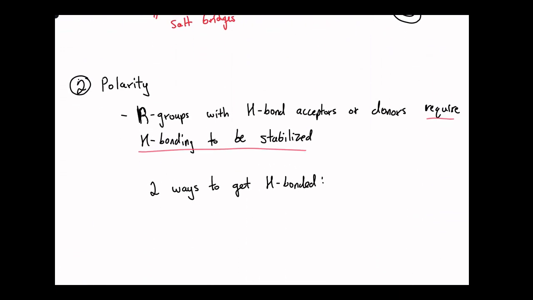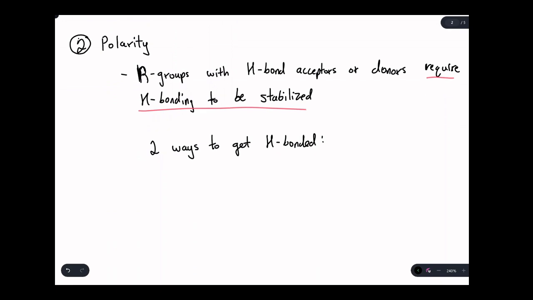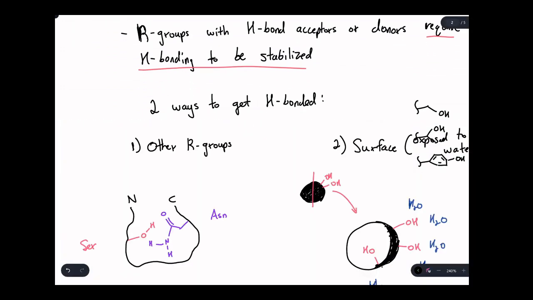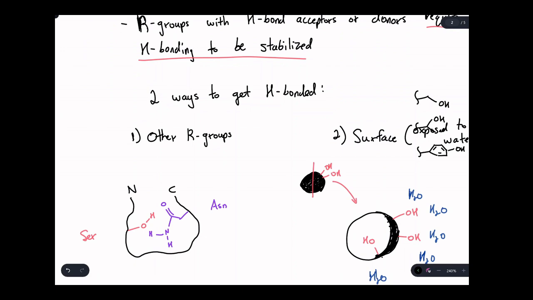A second factor is polarity, right? R groups with H bond acceptors or donors. So for example, if we think about a few of these, serine with its OH, I think there's actually an extra carbon there, serine, threonine, right, tyrosine. In order to be stable, these OHs will need hydrogen bonding. And there's really two ways to get hydrogen bonded, right? Let's go ahead and erase this. The first is R groups. So other R groups in the same polypeptide chain.